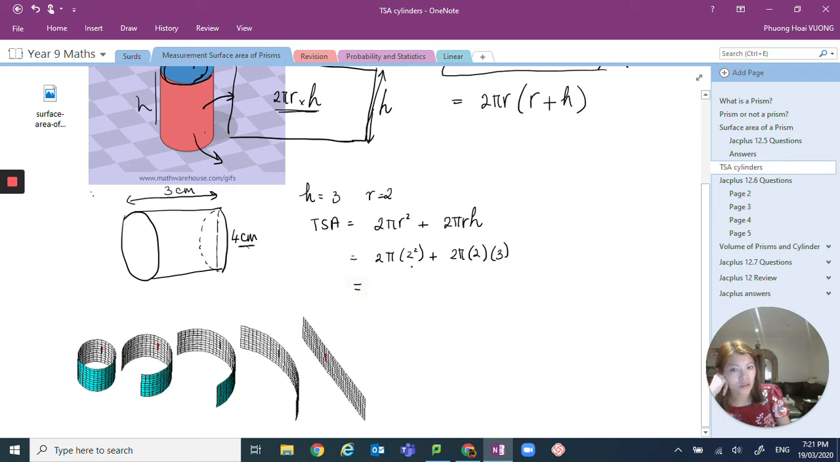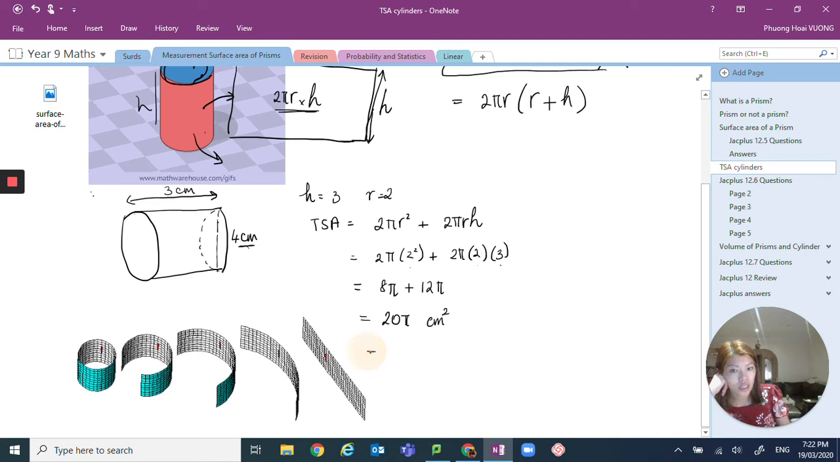We have 2 times 2 is 4, 4 times 2 again is 8. So we have 8 pi plus 2 times 3 is 6, 6 times 2 is 12, 12 pi. How many pi's is that altogether? 8 plus 12 is 20 pi's. And don't forget the units, we have centimeters and total surface area, so it's squared.